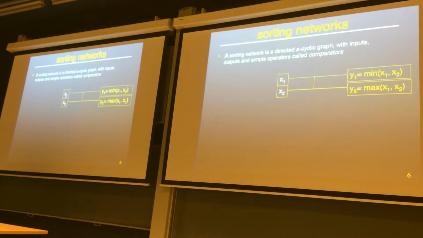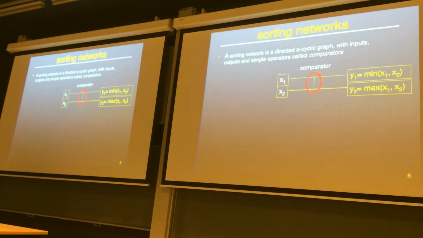So given two inputs, x1 and x2, we want to find the minimum of x1 and x2 on one output line and the maximum of x1 and x2 on the second output line. And to indicate that we have applied here a comparator, we put an arrow between those two lines, that connect x1 with the output and x2 with the output. So the minimum of the two numbers here appears at the first output line and the maximum of the two at the second.